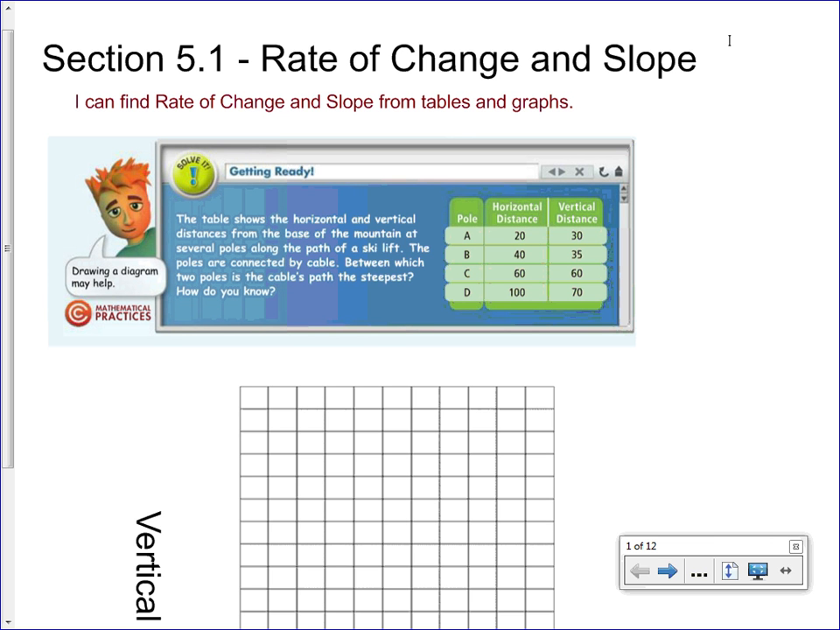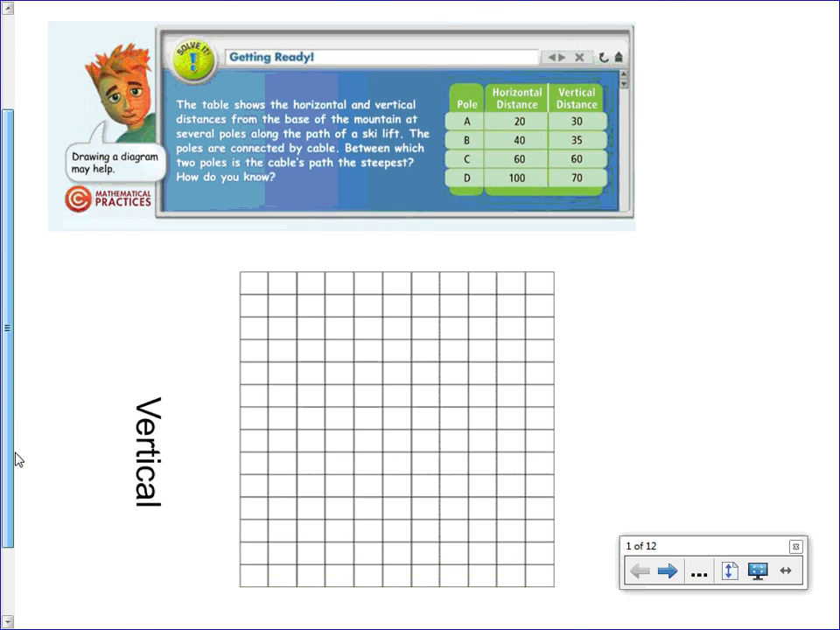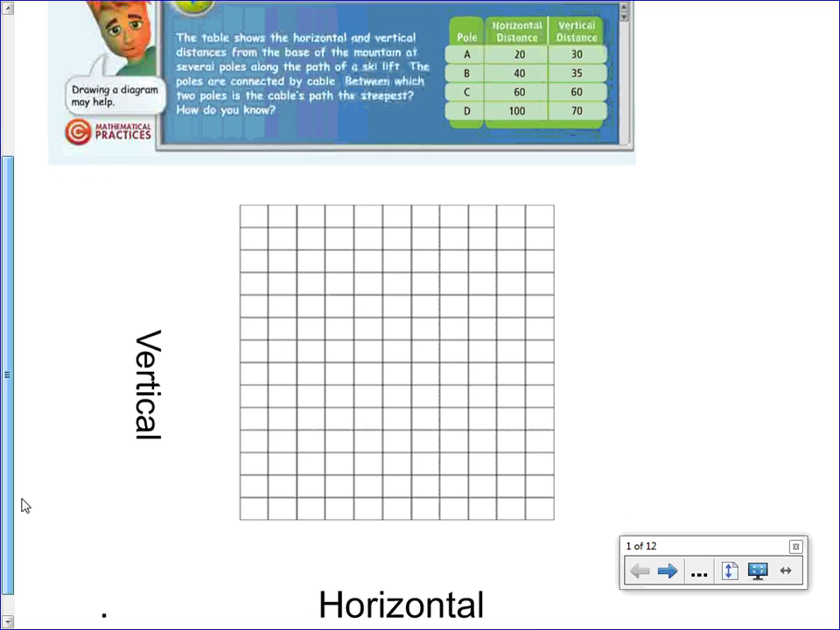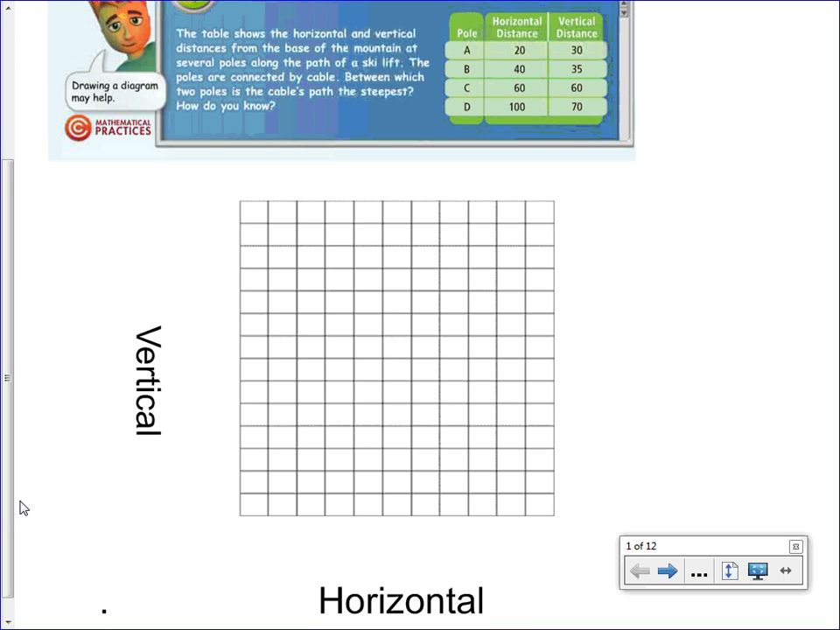So to get us going with this, we're going to look at this first problem here, and it says the table shows horizontal and vertical distances from the base of a mountain at several poles along the path of the ski lift. The poles are connected by a cable. Between which two poles is the cable's path the steepest? So if we were to plot these points on this graph, this is going by tens, this would be 20, 40, 60, 80, 100. Same thing here, this would be 20, 40, 60, 80, 100.